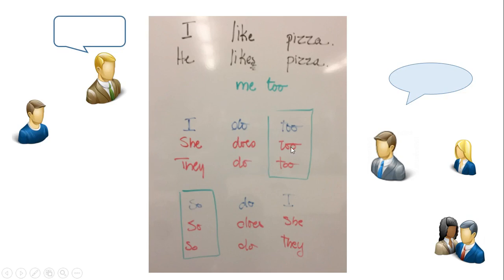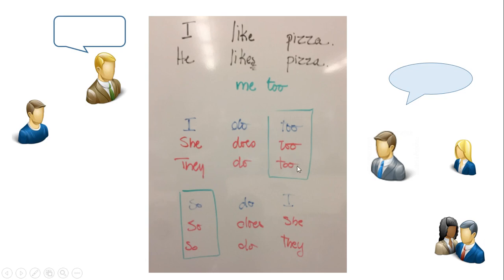You could not say "she likes too." No, that's impossible. You have to say, "She does too." If this boy was talking about these two people here, he could say, "They do too." Do replaces here the verb like. They like pizza too. So instead of repeating the entire sentence, you simply use the auxiliary of the present simple because the verb is in the present simple, and you take the corresponding subject, they, and you put them together.